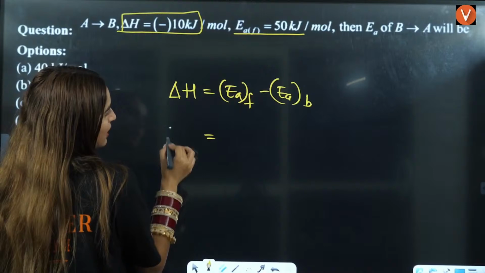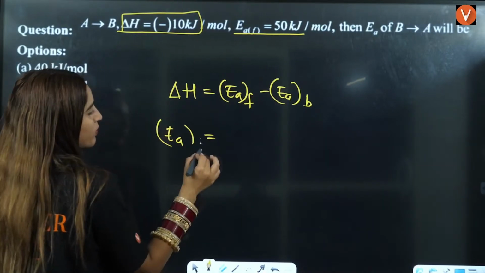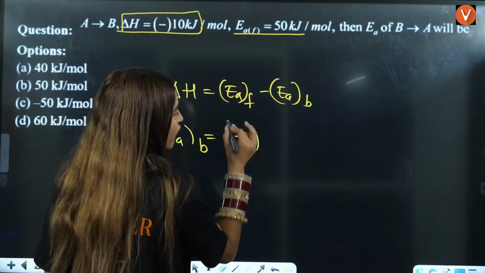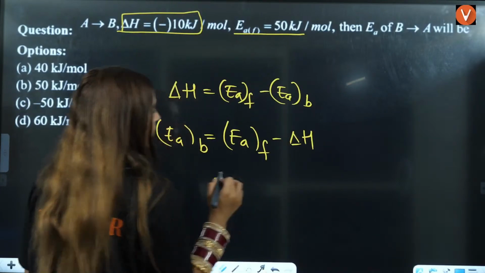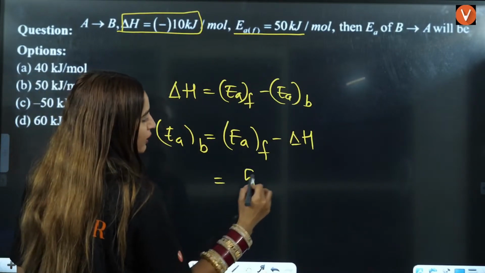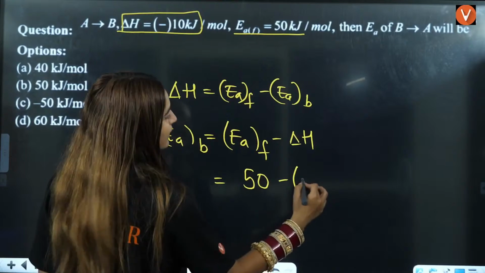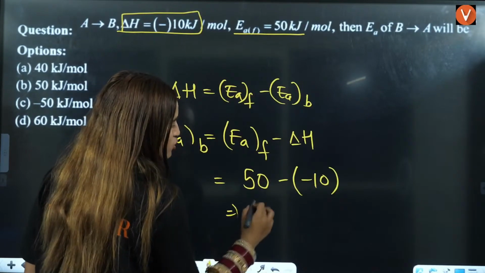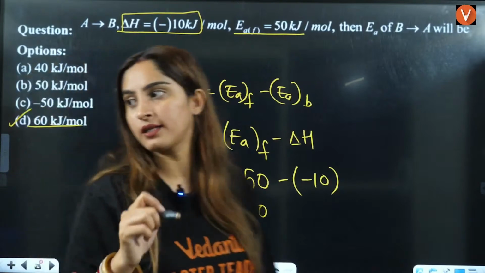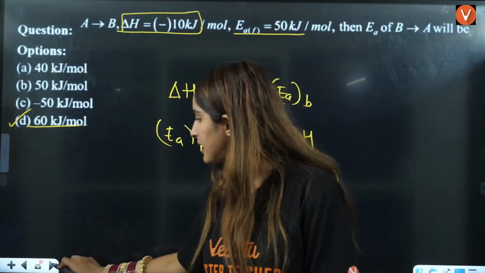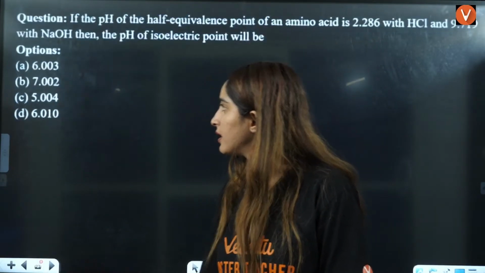So that means EA of backward is going to be EA of forward minus delta H. EA of forward is going to be 50, right? Minus delta H is given to be minus 10. So it is going to be 60 kilojoule. That is, D is the correct answer. Okay, D is the correct answer here.